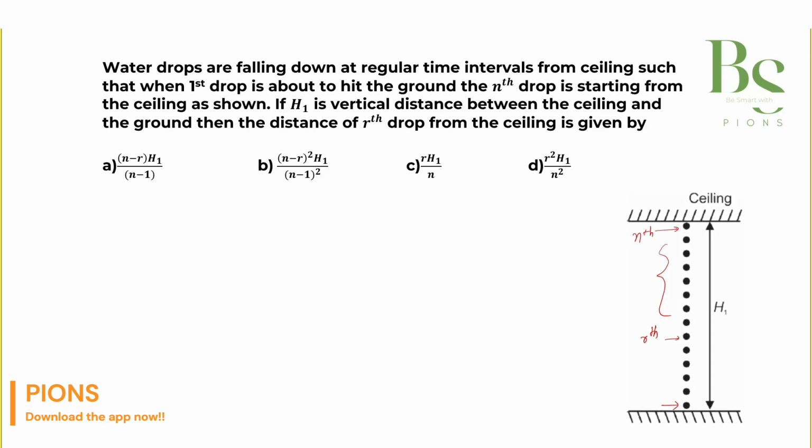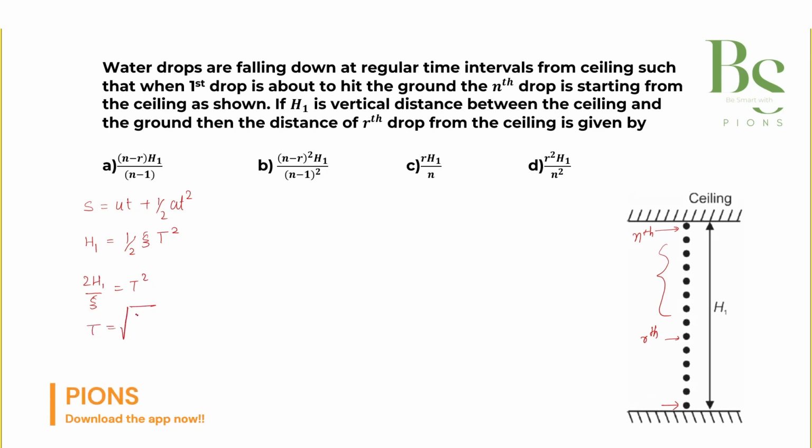To figure it out, we can use the equation of motion s equals ut plus half at square. Since it is dropping, the initial velocity u is 0. So the distance traveled by the first drop is h1, and it equals half, acceleration due to gravity g, times t square. Let me write the time as capital T, the total time taken by the first drop to reach the ground. Taking it to the other side, T square is 2h1 upon g, and T equals root under 2h1 upon g.